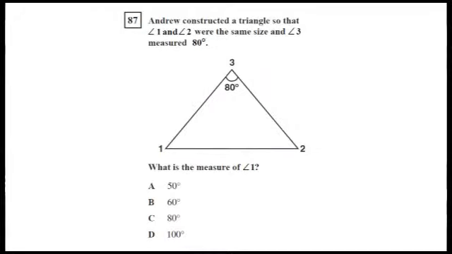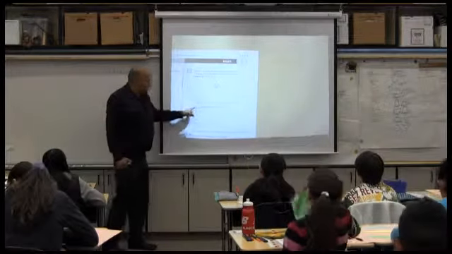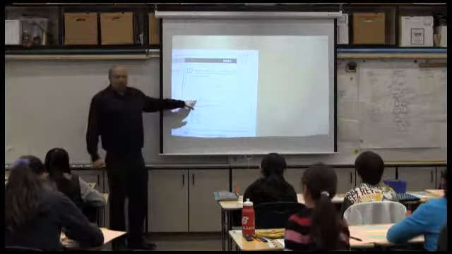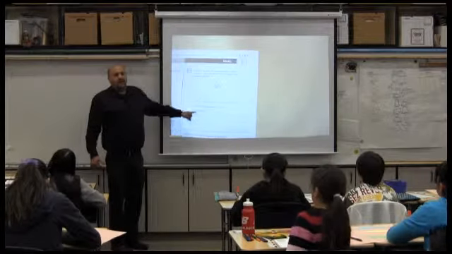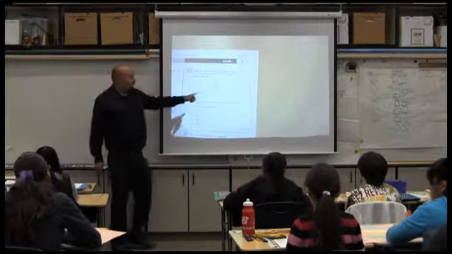It says, Andrew constructed a triangle so that angle 1 and angle 2 were the same size. And angle 3 measured 80 degrees. And the question is, what is the measure of angle 1? So go ahead and talk to your partner and figure out how you would get the measure of angle 1 with the information that is given to you. Solve the problem.